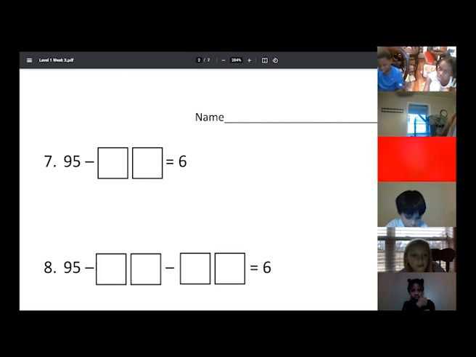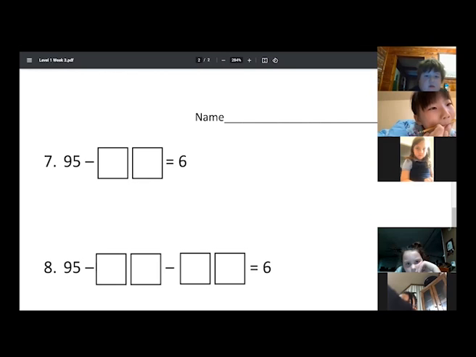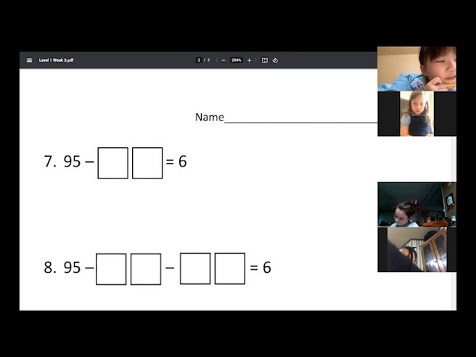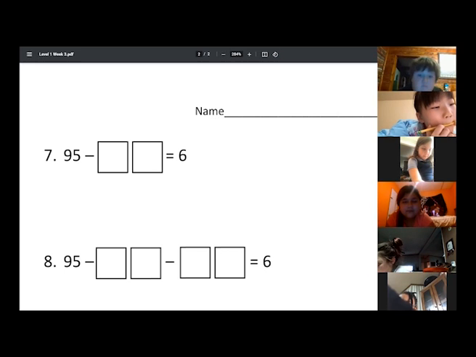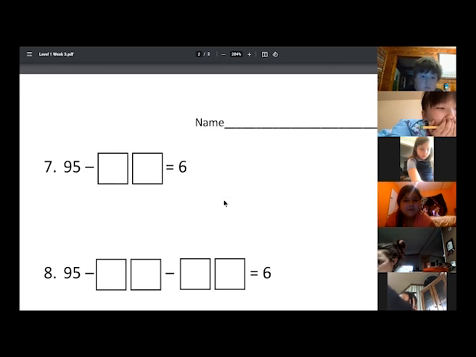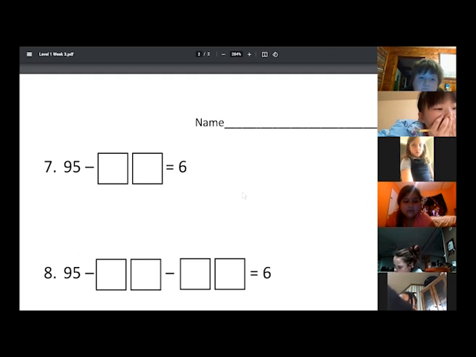Don't forget to give a thumbs up when you have an answer to number 7 and 8. Okay, this one's taking a little longer. What is number 6 again? Well, for number 6, our answer, I think, was 14 plus 56. But there's a lot of different answers you could do for that one. And if you want to work it on your own, I bet you could find a ton of answers.